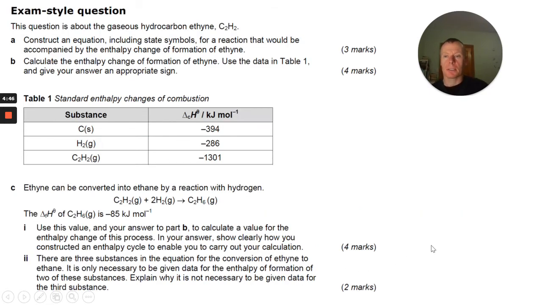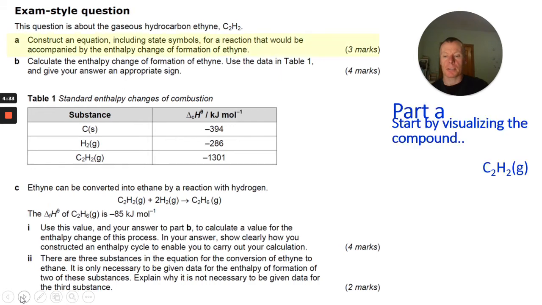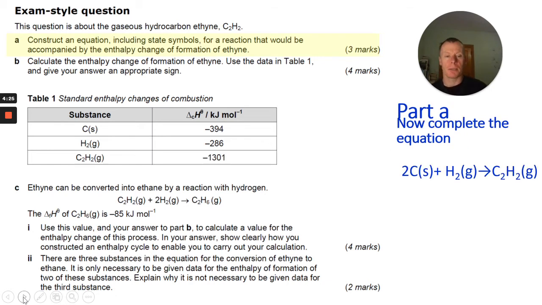So let's have a look at part A, where it asks you to construct an equation including state symbols for the reaction that would be equivalent to the enthalpy change formation of ethine. So the way I do this is start by writing out my ethine as C2H2, and then think about the constituent elements that would go together to make 1 mole of this compound. So you put those in and you put the relevant state symbols in front of them. And you can now go on to part B to construct the Hess cycle.